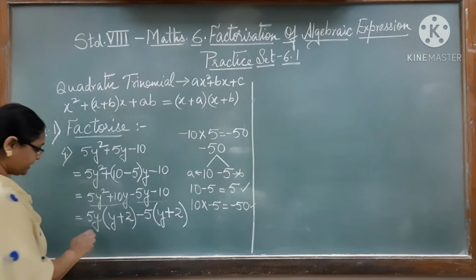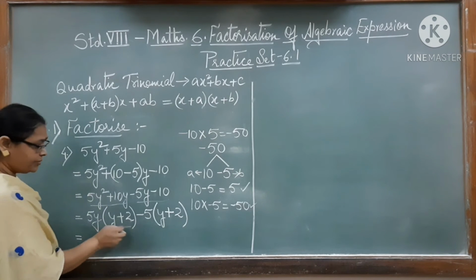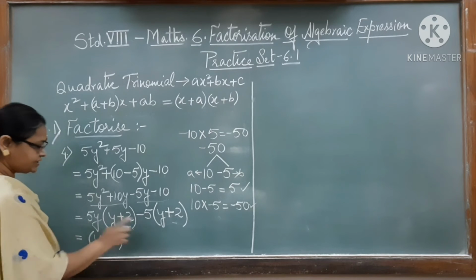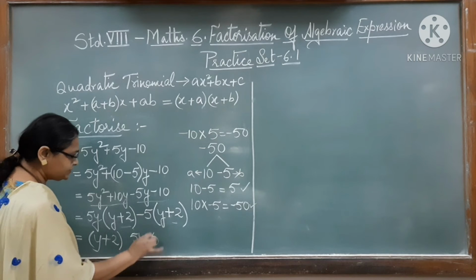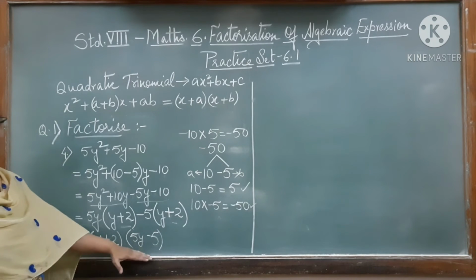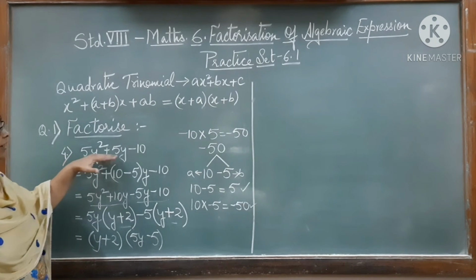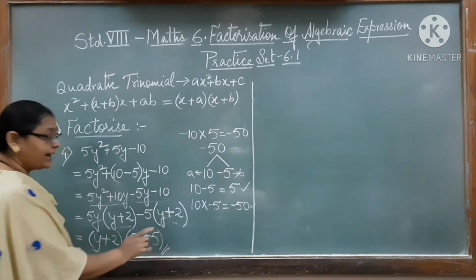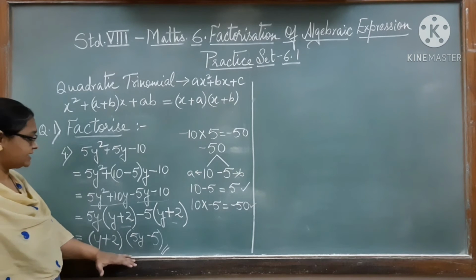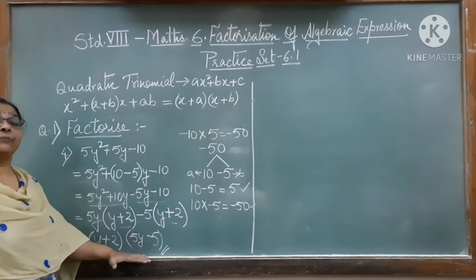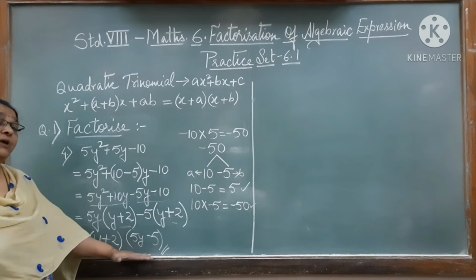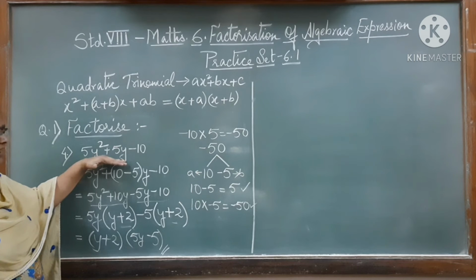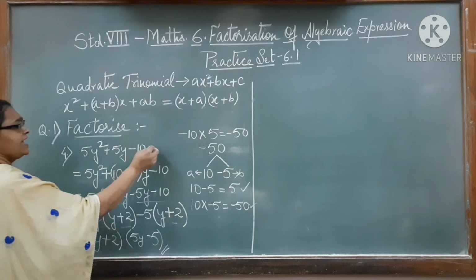Now I have got those two factors which I needed. One is common over here, which is y plus 2, and the second which remains is 5y minus 5. Hence, the factors of 5y square plus 5y minus 10 are y plus 2 and 5y minus 5. Let us consider this as the first method. This is one way we can solve it. There can be another way in which we can find the factors of this trinomial. Shall we see that?